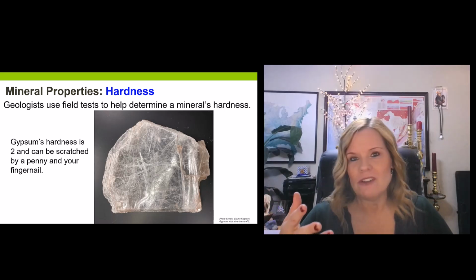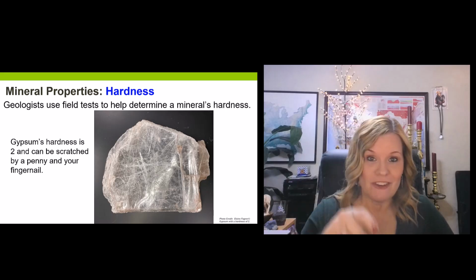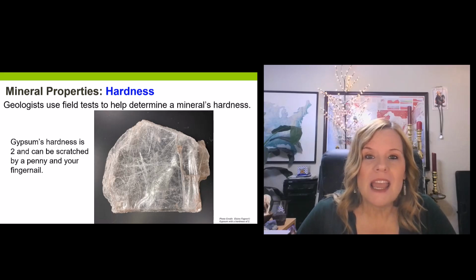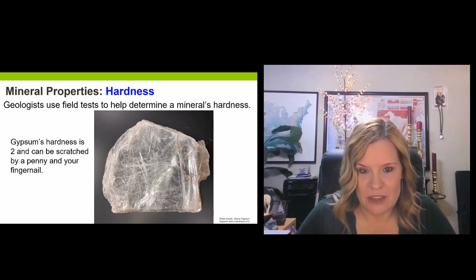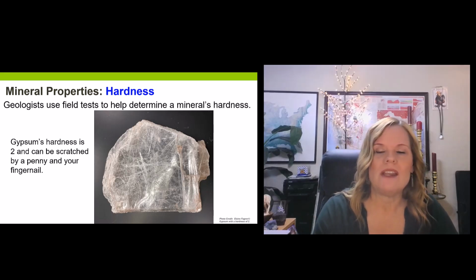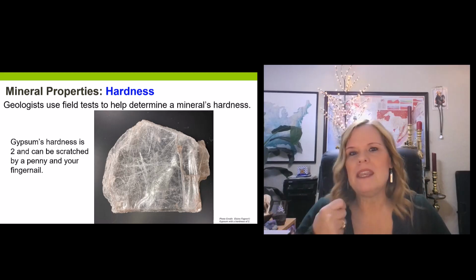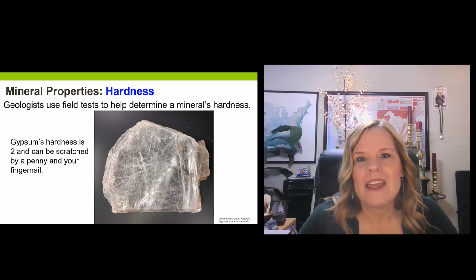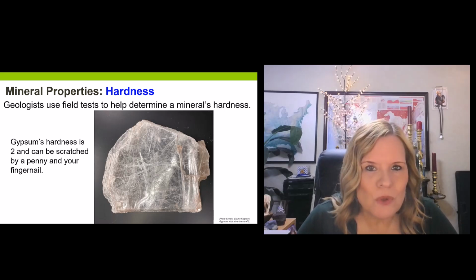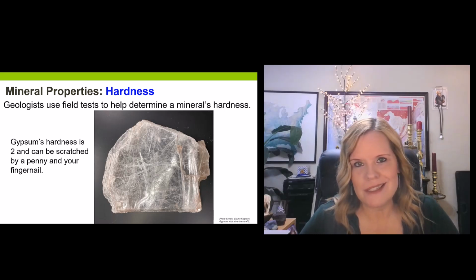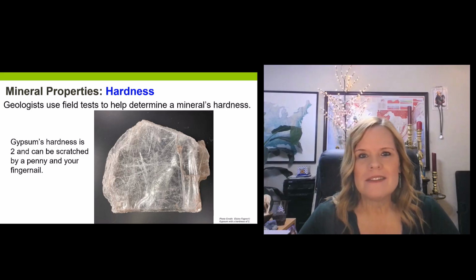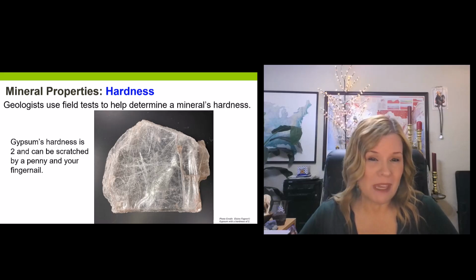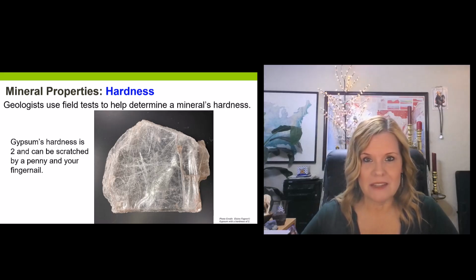But gypsum has a hardness of 2, so even I can scratch it on a good day that I want to run my nails. And I can scratch it like you see this piece of gypsum scratched right here. I can also use a penny because a penny has like a hardness of 3. And then I can also use other tools that geologists might have, which are like a steel nail. It's just some things that geologists carry with them to try to help identify basic hardness when we find things in the field.